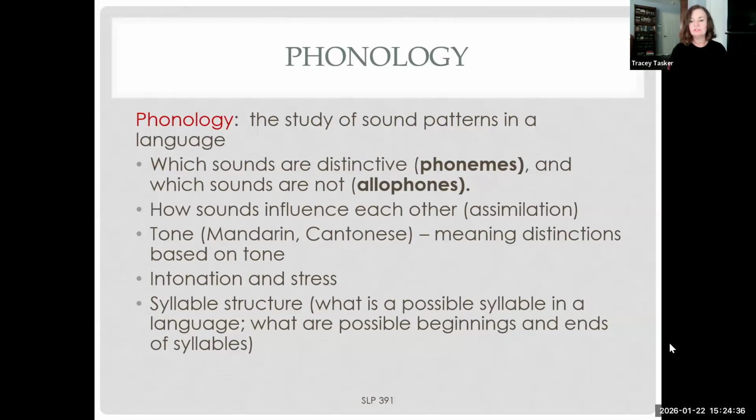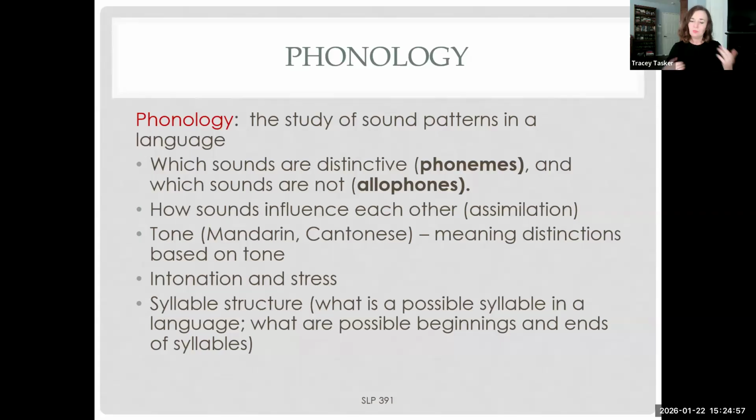So phonology is the study of sound patterns in a language. And this is very important to us in a clinical application because when we're listening to someone who has a speech sound disorder, we're trying to find out if there's a pattern. Because if there is not a pattern, sometimes that indicates another problem, for example.